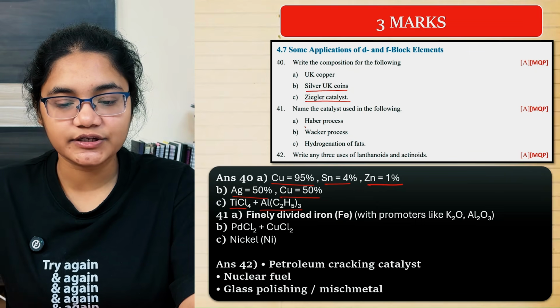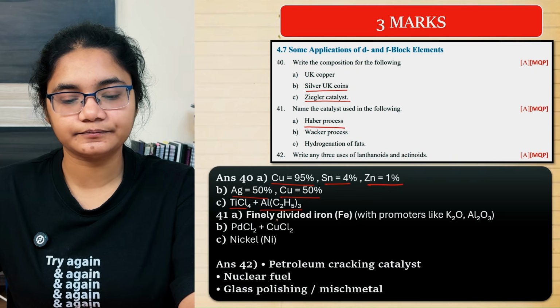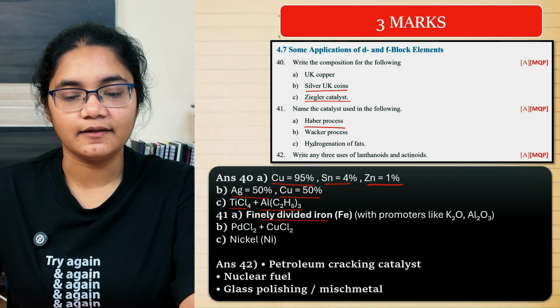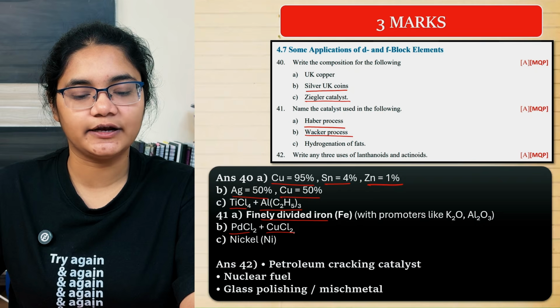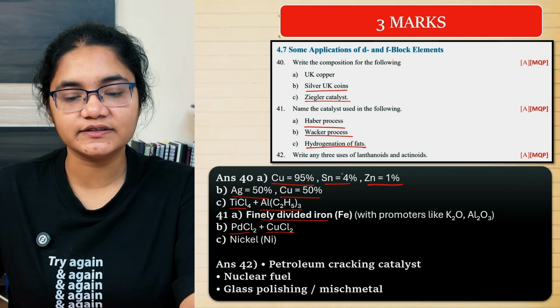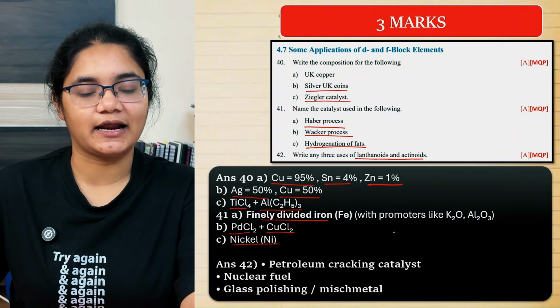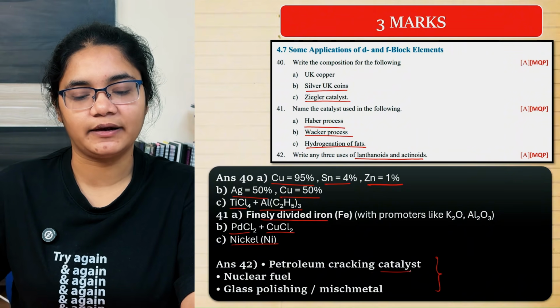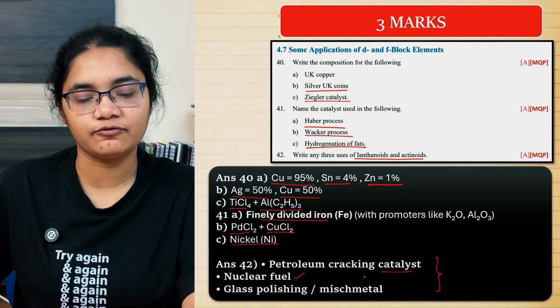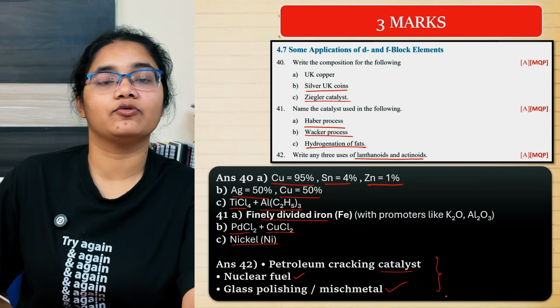Name the catalyst used in the Haber's process. It is finely divided iron. Then Wacker's process uses PdCl2 plus CuCl2, and for hydrogenation of fats, nickel is used. Next, write any three uses of lanthanoids and actinoids. You can write down any three. They are used in petroleum refinery, nuclear fuel, glass polishing, and also Mischmetal.